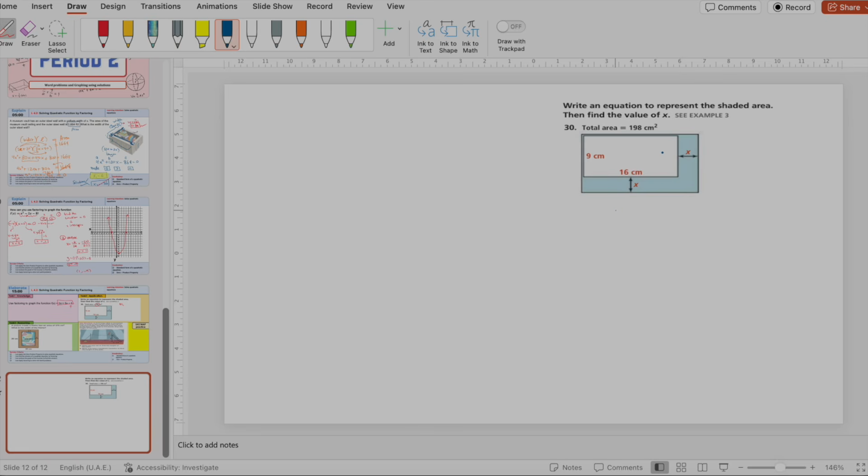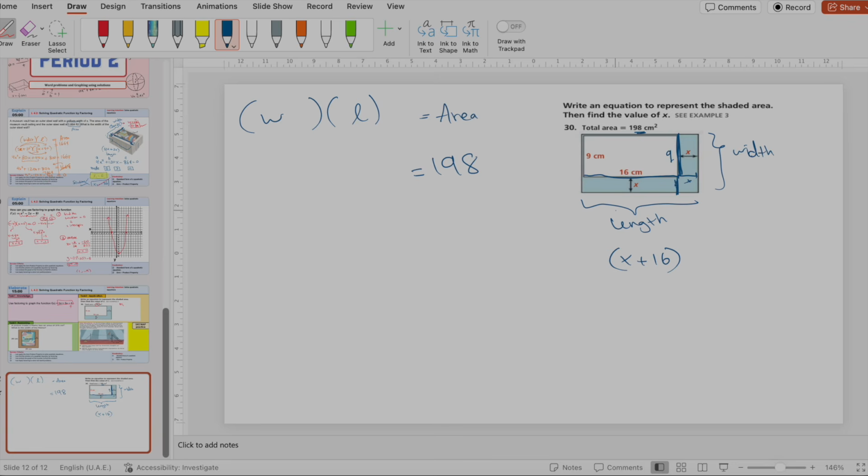So here they're saying that the area is 198. So I know that the rule is area equals length times width. The area is 198. It equals the length, which is basically this side. Width is basically this side. The length equals what? 16 plus x. So x plus 16. The width equals what? 9. This is the 9, plus another x from here. So x plus 9. That's the width.